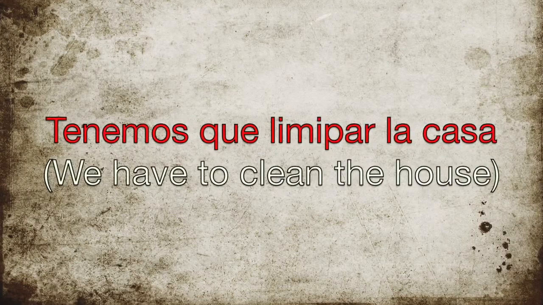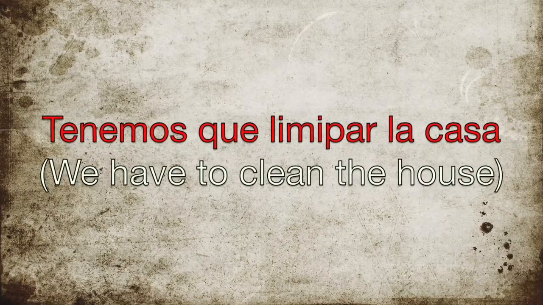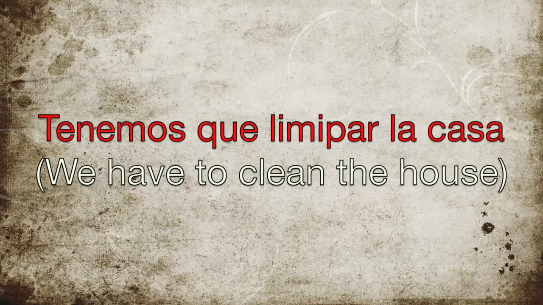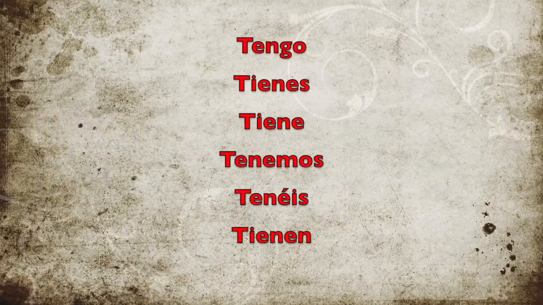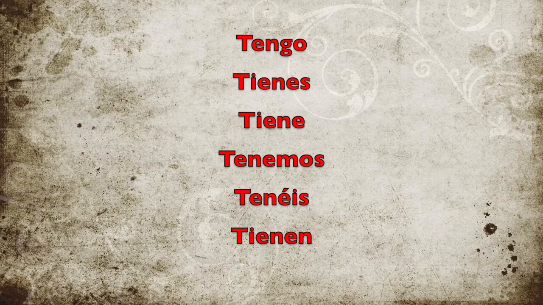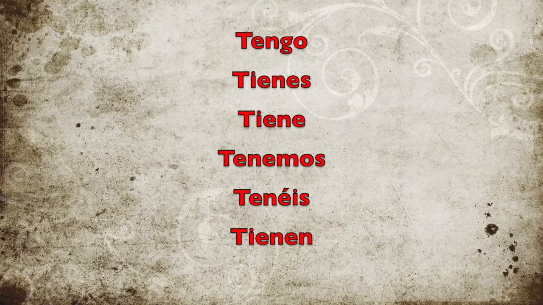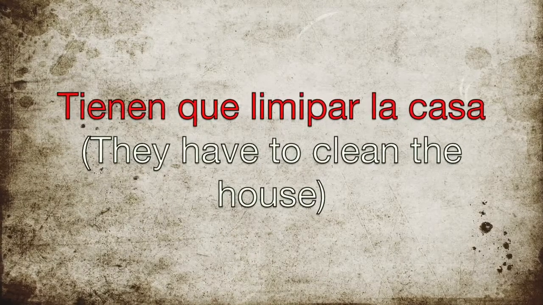So let's just go back to our list of conjugations in the present tense with tener. If we know that tenemos que limpiar la casa is we have to clean the house, how would we say they have to clean the house? Let's think about it. Tienen, they have. They have to clean the house. Tienen que limpiar la casa.